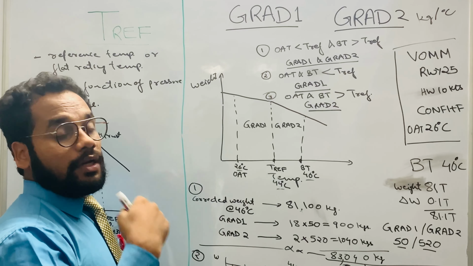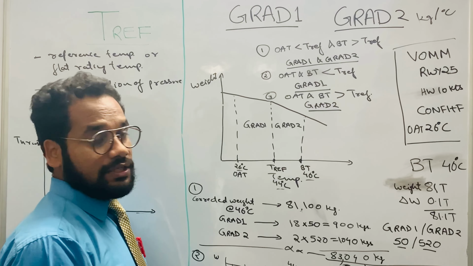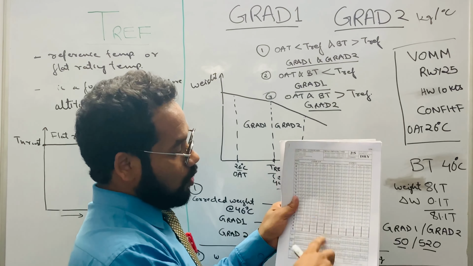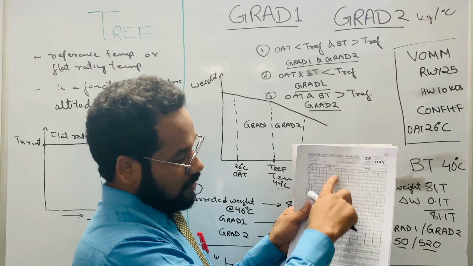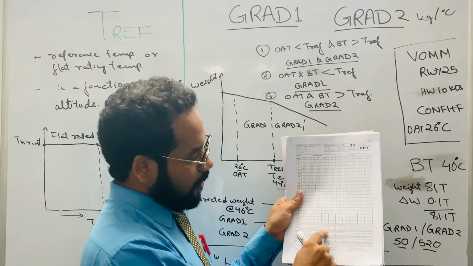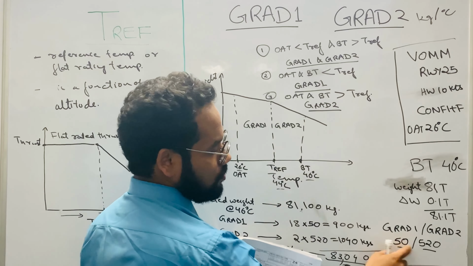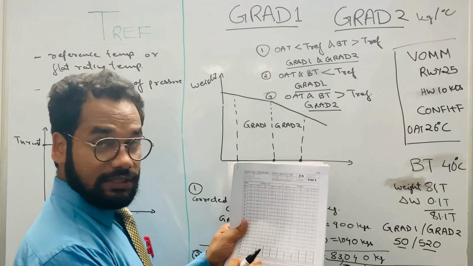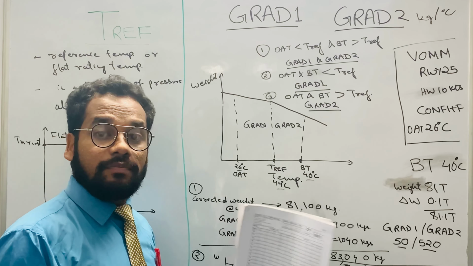Next question is, where do you find the grad correction value? The grad correction values for grad 1 and grad 2 you can find at the bottom of the appropriate wind column, as per the case. In our example, for the 10 knot headwind column for config 1 plus F, we have gone down and seen it is 50 and 520. So these are the grad corrections. I hope you are aware where to find them. Next, why should you apply grad correction? In order to avoid unnecessary weight penalties.